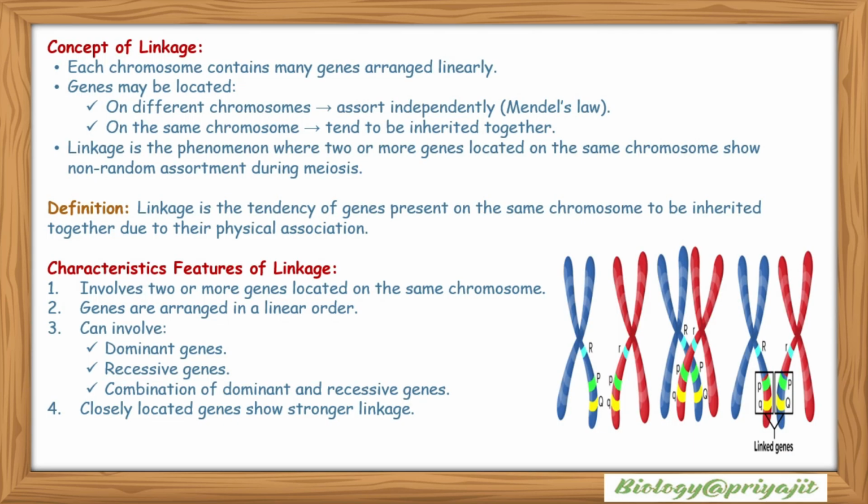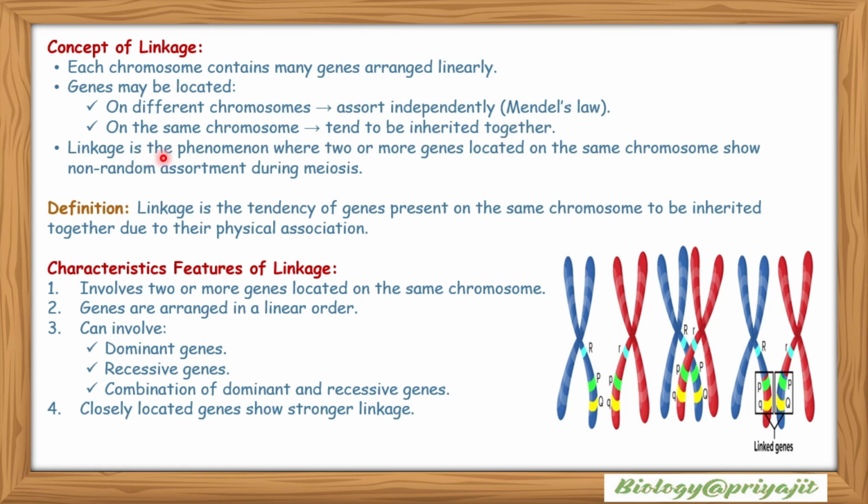So, concept of linkage. Basically we know that each chromosome contains many genes arranged linearly on the chromosome. So this is the arrangement of genes on the chromosome. Genes may be located on different chromosomes. They assort independently, as we have studied from Mendel's law. And if the genes are present on the same chromosome, they tend to be inherited together.